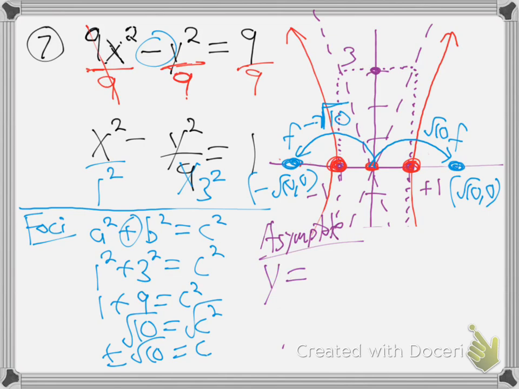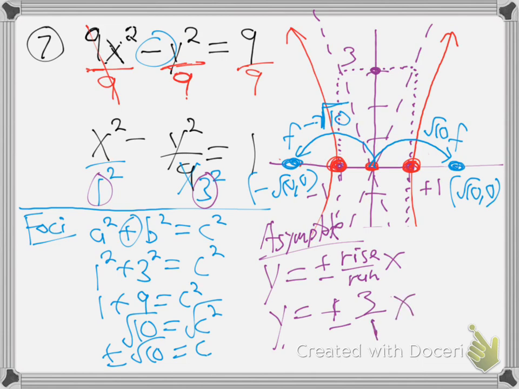It's always plus or minus rise over run x, because one line goes up, positive, and one line goes down. So what is the rise? Where do you look to find the rise? Under the y, because y is up and down. Where do you look to find the run? Under the x, because x is sideways. So that's just 3, isn't it? Plus or minus 3x.